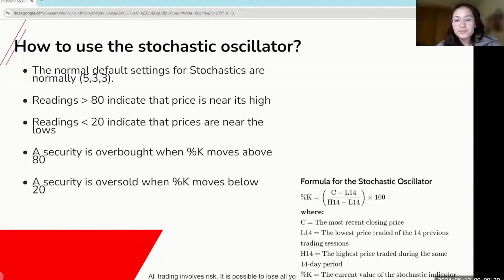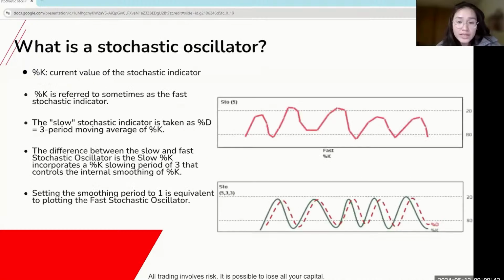So how exactly do you use your stochastic oscillator? Firstly, what it is: it consists of two lines that fluctuate between 0 and 100. The first line is called your K line, and it represents the current closing price of the instrument in relation to the high and low prices of a given period.